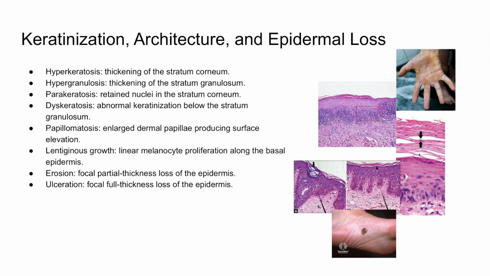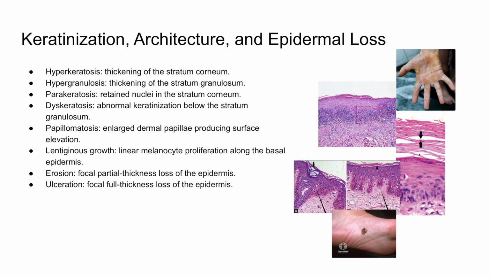All right, so several microscopic terms describe which epidermal layer has changed. Hyperkeratosis is thickening of the stratum corneum, while hypergranulosis is thickening of the granular layer. Parakeratosis means nuclei are retained in the stratum corneum, suggesting accelerated epidermal turnover, also as classically occurs in psoriasis. And then you have dyskeratosis, which is premature or abnormal keratinization occurring below the granular layer. Then you have papillomatosis, referring to elongated or enlarged dermal papillae that create an undulating or elevated surface. You have a lentiginous pattern, which is a linear proliferation of melanocytes along the basal epidermis.